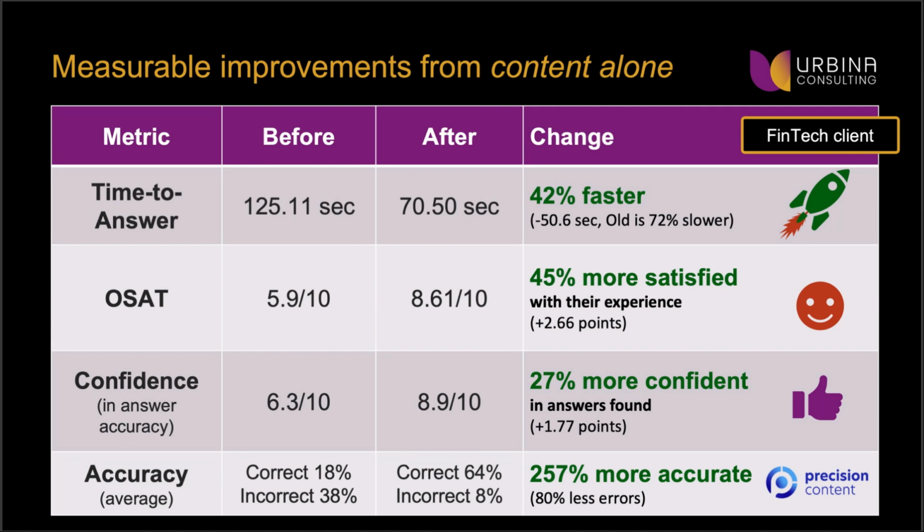And we used metrics like time to answer. And we found out that if we make our content really concise, well-labeled, well-structured, and ready for omnichannel, then we could actually show people the same page written one way and the same page written another way, just in a plain Word document, and they could find their answers 42% faster. They were 45% more satisfied with the experience of finding that answer, and they were 27% more confident in the accuracy of the answer they found.